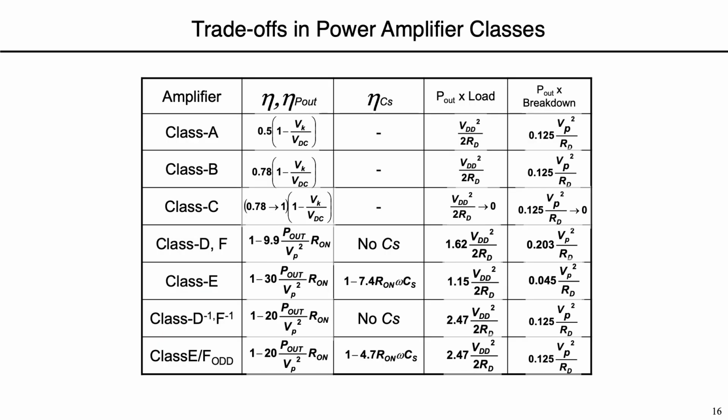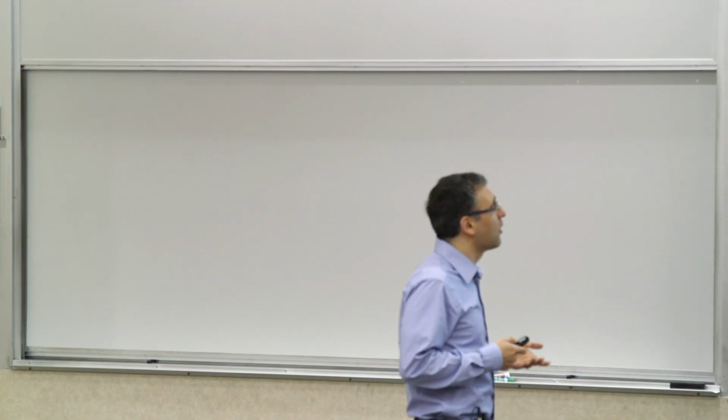Now, all of these can be summarized in this table here. This is the summary of all these results, what each one of these classes allows, and examples of what the efficiencies would be, what you do with the capacitances, the output power versus load product, and then the output power and breakdown voltage products. That's an interesting thing, and you can look at them a little more deeply if you really want to.